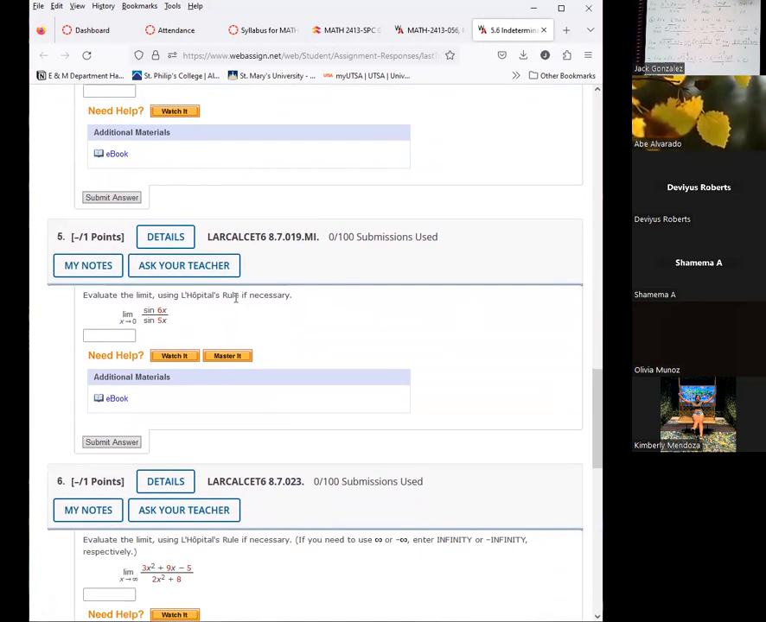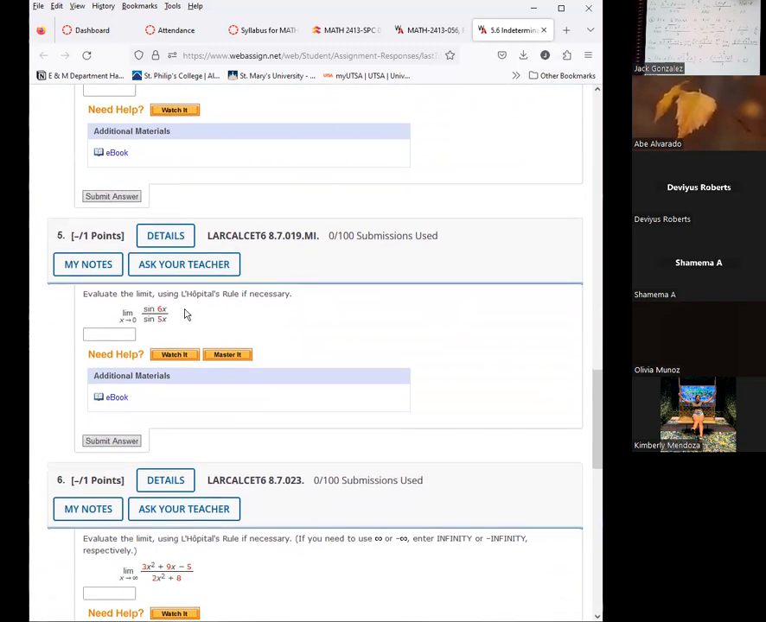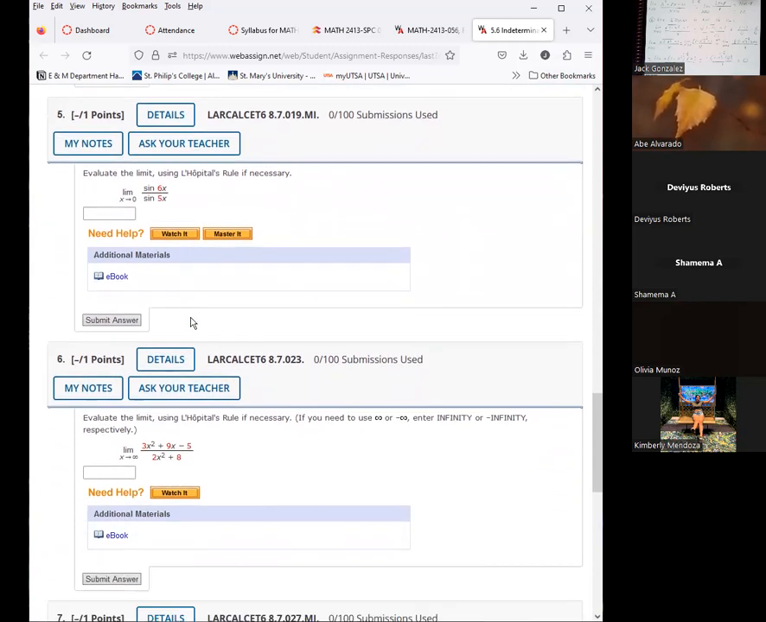Got it. So here's another one. If I plug in 0, you'd have sine 0 over sine 0, which would be 0 over 0. So do L'Hopital. Okay, so let's do 5 and 6, and then maybe we'll move on to something else.